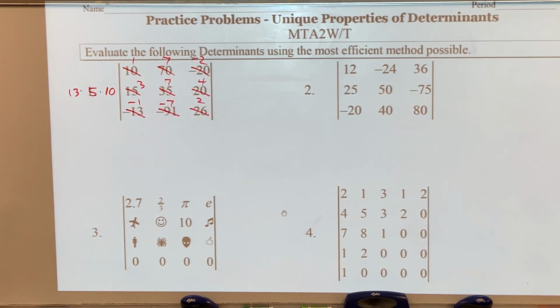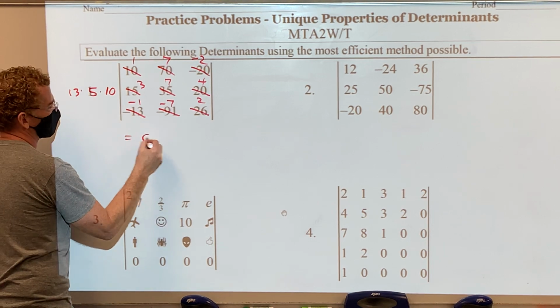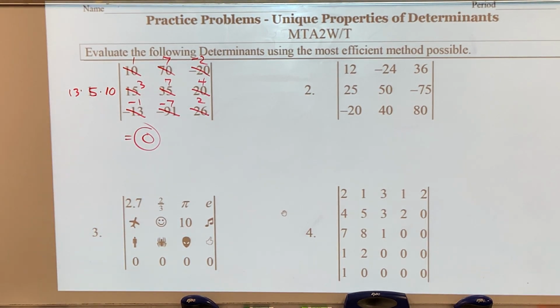Oh wait, what do I have on the top and the bottom row? They're opposites. What happens when any two rows are opposites? You can add them together and replace. You could, which would give you zeros, but what do you know that determinant is if they're opposites? It makes it a 0. What's 0 times anything? Look, I didn't even have to do that determinant.